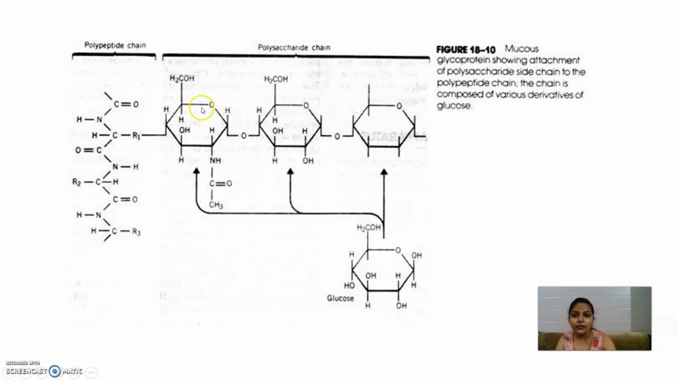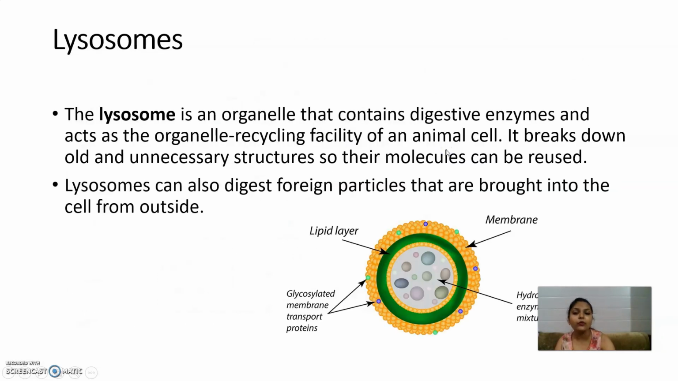You can see here the addition of this polysaccharide chain takes place inside this Golgi apparatus, where the modification of the proteins takes place, derivatives of glucose.